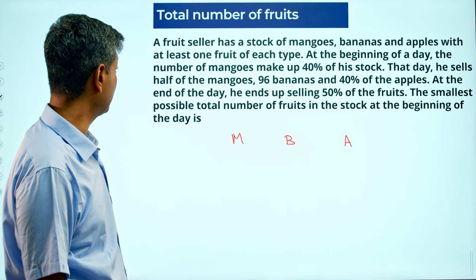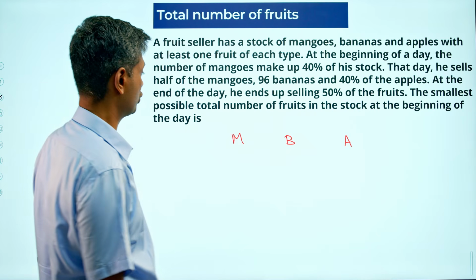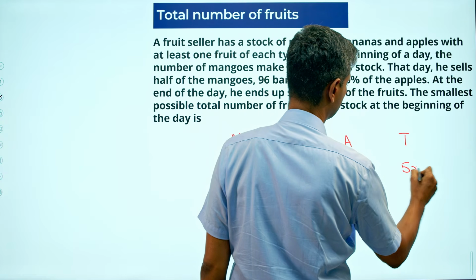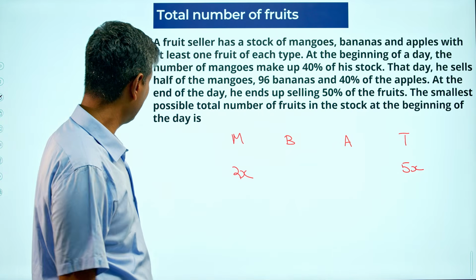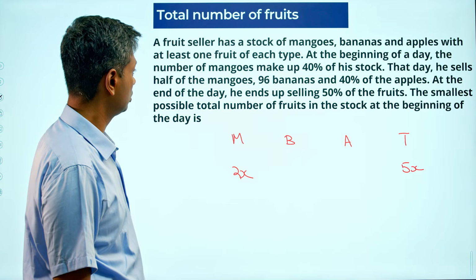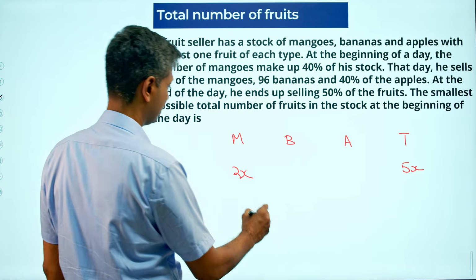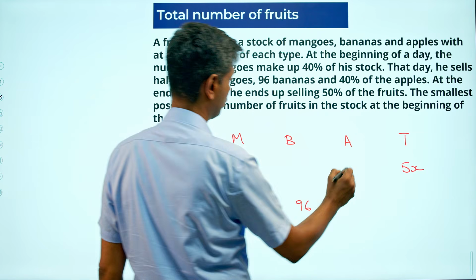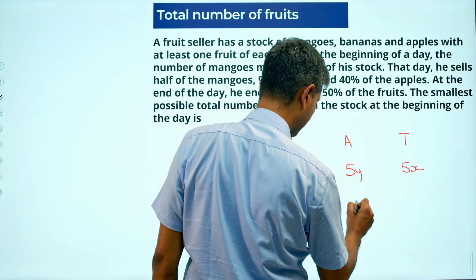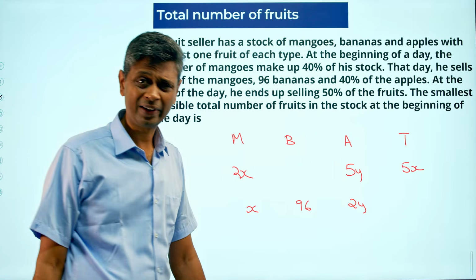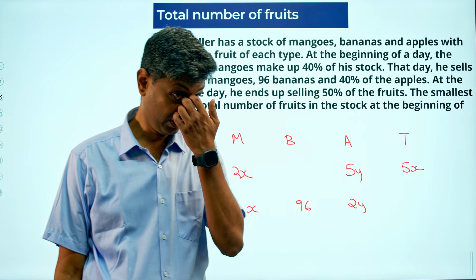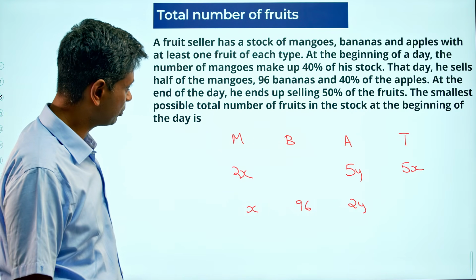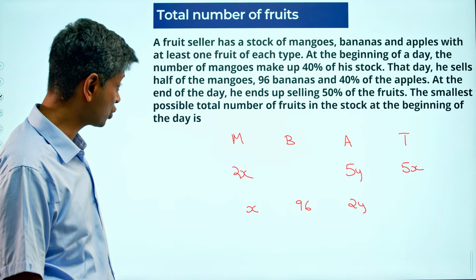At the beginning of a day, the number of mangoes make up 40% of his stock. So this is 2x. Total is 5x. That day he sells half of the mangoes, so he sells x mangoes, 96 bananas, and 40% of the apples. 40% is 2 by 5. I don't want to deal with 0.4 or 2 by 5. I'm calling this 5y and 2y. At the end of the day, he ends up selling 50% of the fruits.